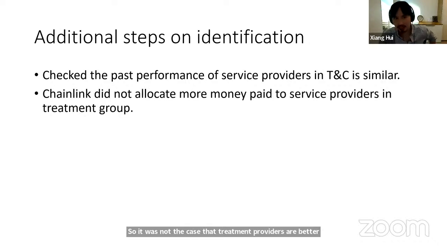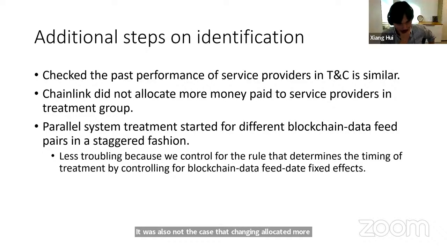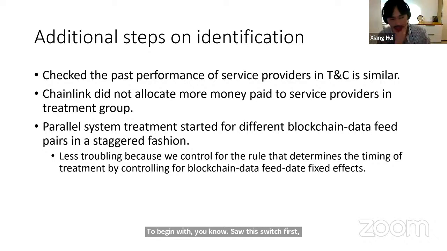It was also not the case that Chainlink allocated more money paid to service providers in the treatment system. And lastly, one note about our treatment, which is the parallel system treatment, is that it started for different blockchain by data feed pairs in a staggered fashion. In particular, blockchain data feed pairs that were more costly to begin with saw this switch first, right? And it also makes sense when you have this staggered entry. But this selectivity in entry is actually not a problem for us because, unlike many other papers using staggered entry, we're not using a time series variable. We're not comparing the system performance before and after the entry. So we're fixing the time and comparing across the two parallel systems.